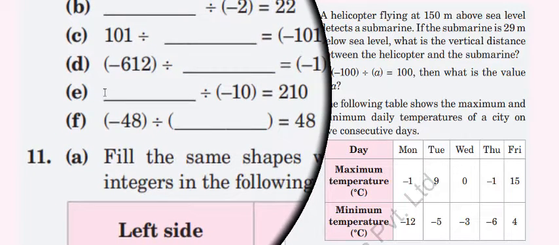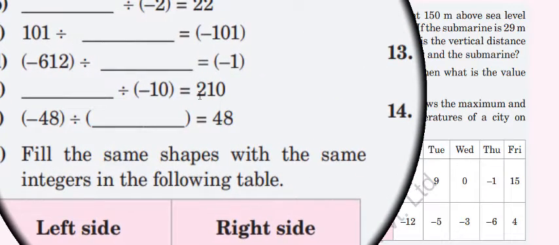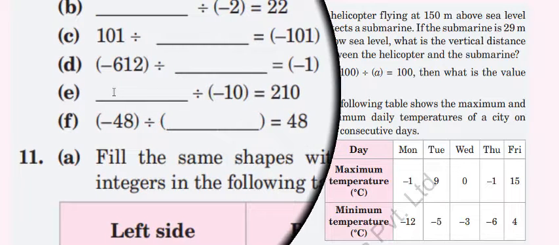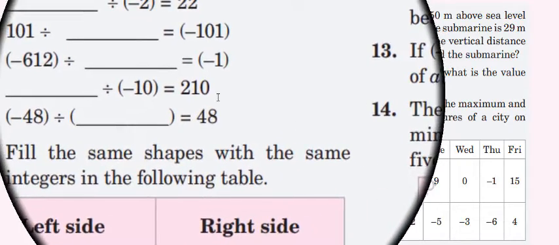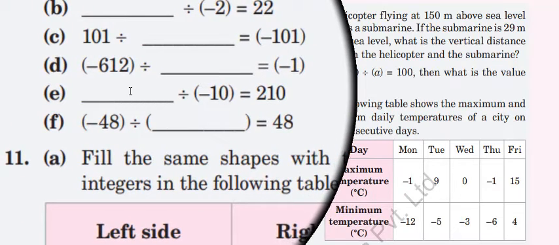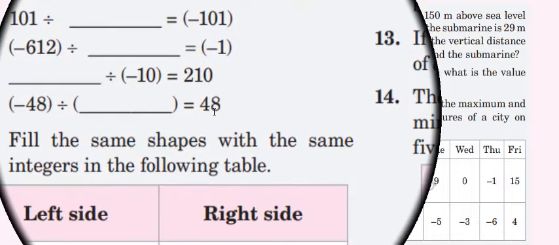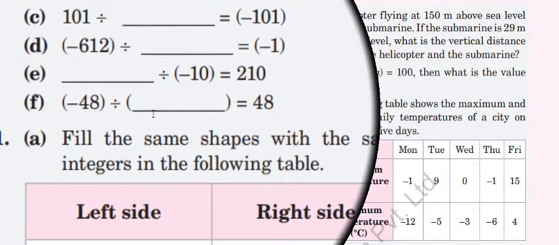Here, by which number should I divide so that the result comes out to be 210, which is a positive answer? So here I have to take a negative number. So here I have to take minus 2100. Out of that, 10 will get cancelled and my result will come out to be 210. That is minus 2100. Now here, by which number should I divide such that the result comes out to be 48, which is a positive result? So it has to be minus 1.